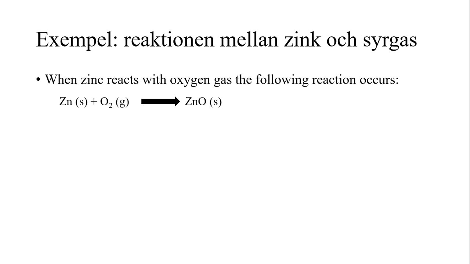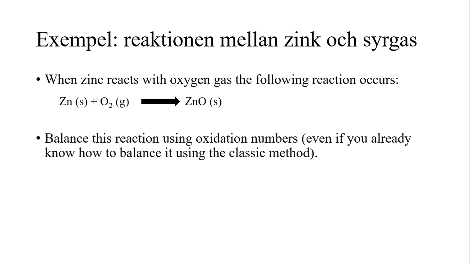So, let's start simple. When zinc reacts with oxygen gas, the following reaction occurs. Zinc oxide is being formed. What we're going to do now is balance this reaction using oxidation numbers. You may know, hopefully, how to balance this reaction without oxidation numbers, but we'll illustrate the principle and then we'll apply it to something more complicated.